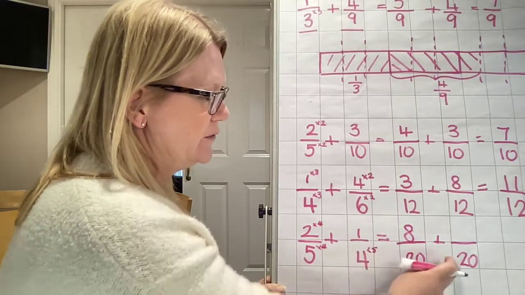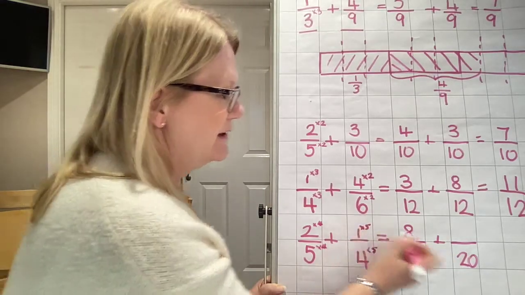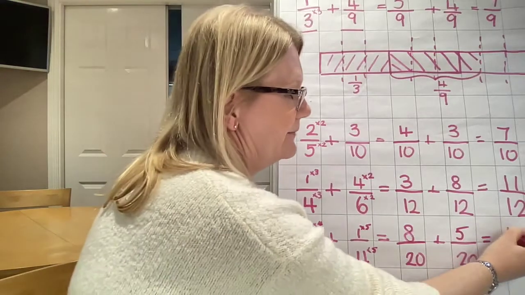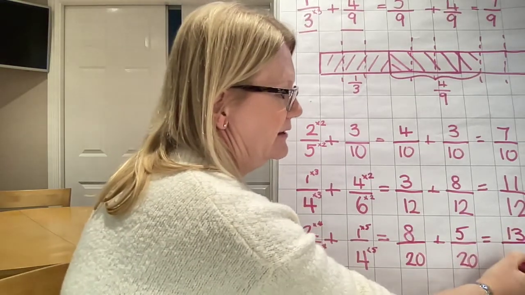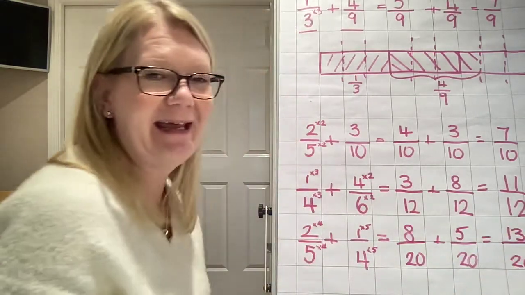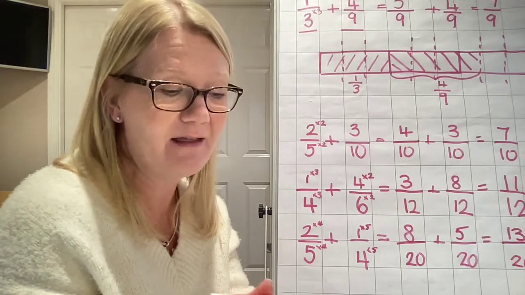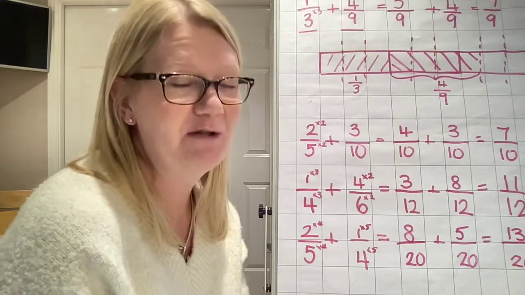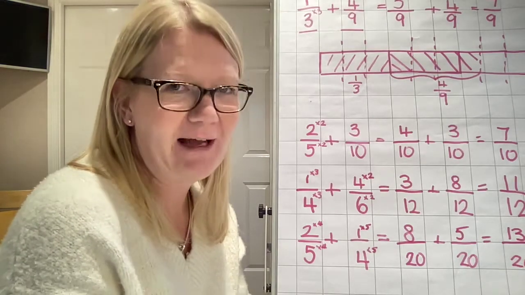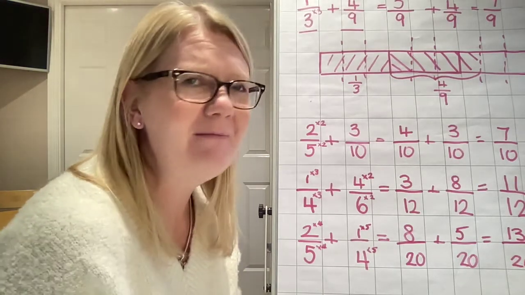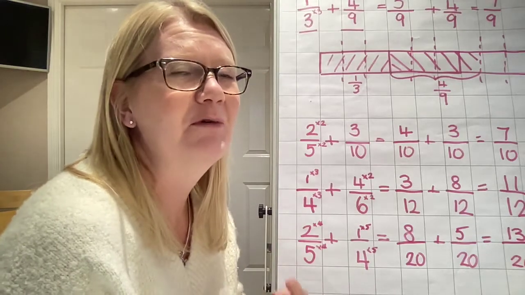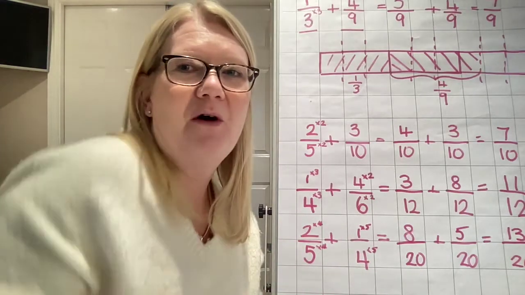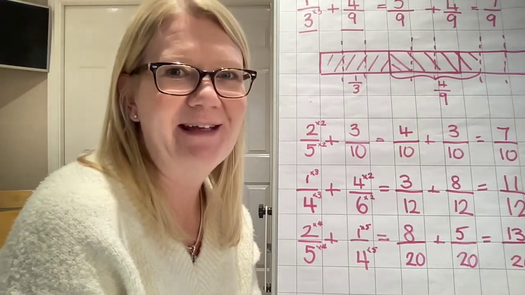I need 5 4s to make 20, so I need 5 1s. Add them straight away. 13/20. It is as simple as that. There's nothing to it. There's nothing that you can't already do, because you've already found equivalent fractions. You've already found common denominators. You can notice factors, you can see the multiples. So you are really good to go on this.